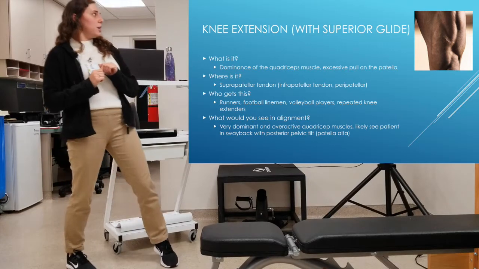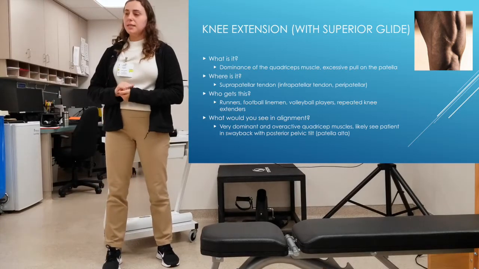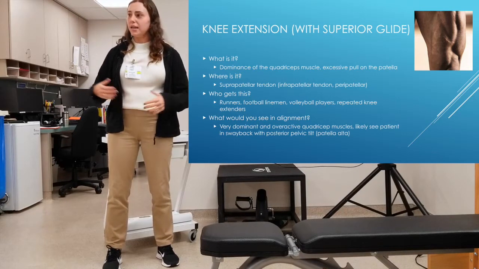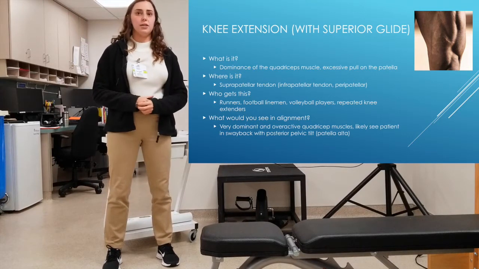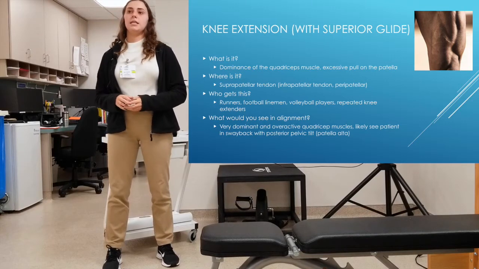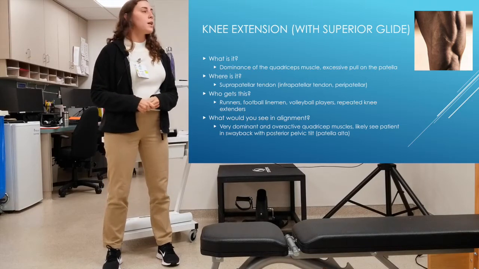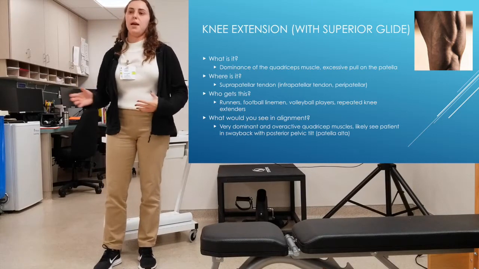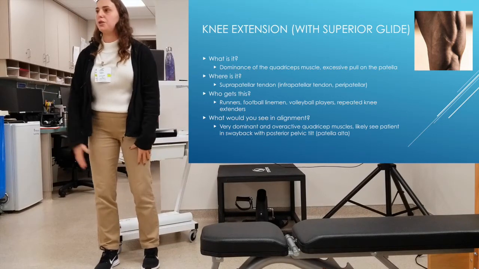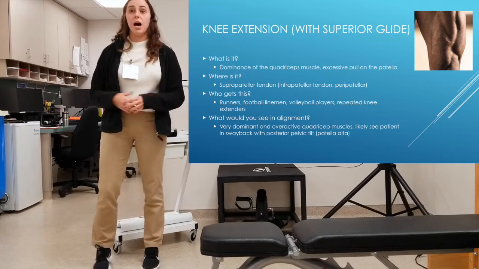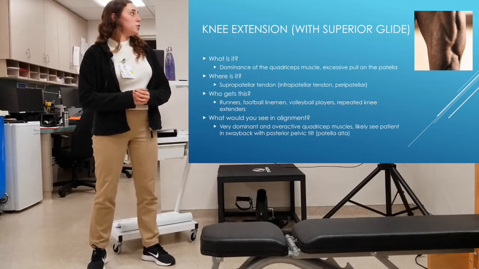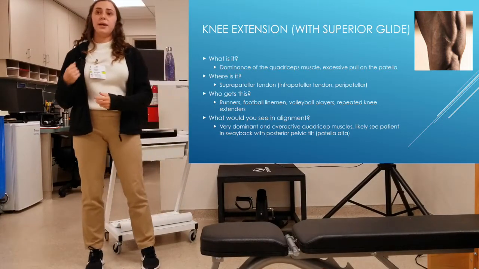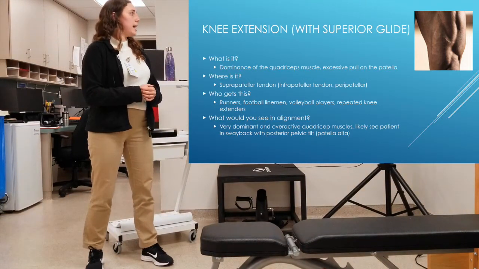Okay, so knee extension is the next diagnosis, and it's different from hyperextension because you're not going to see them locked back just hanging out on that joint. What you're going to see is a very over-dominant quadricep muscle, and it can be associated with superior glide. So sometimes it's not, but because their quad is so dominant, it may actually pull the patella up and cause them pain. So that is usually seen above the patella, or it can be below the patella, depending on how much stress they're getting on those tendons.